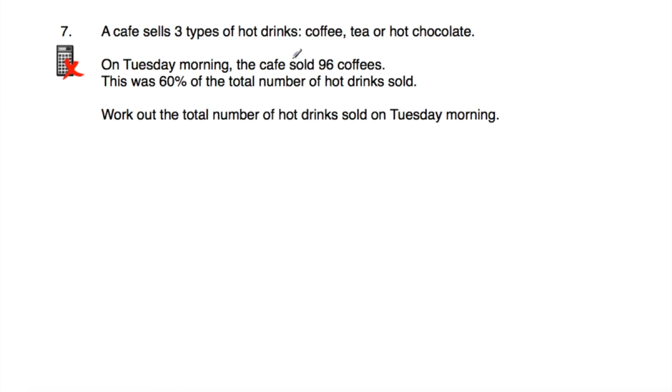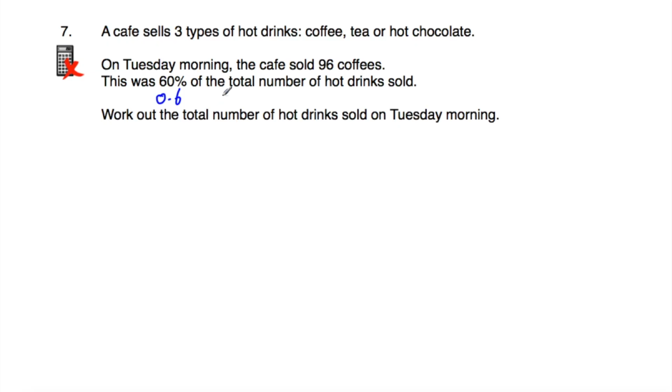Okay, so if we were to consider multipliers, we were told that 96 coffees was 60% of the total of the hot drinks sold. So we know that if we had the number of hot drinks sold in total, we would times it by our multiplier, which is 0.6. To find 60% of something, you multiply by 0.6, and then our answer would be 96.